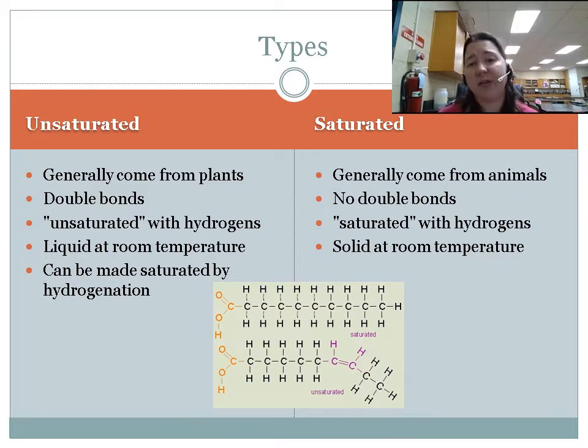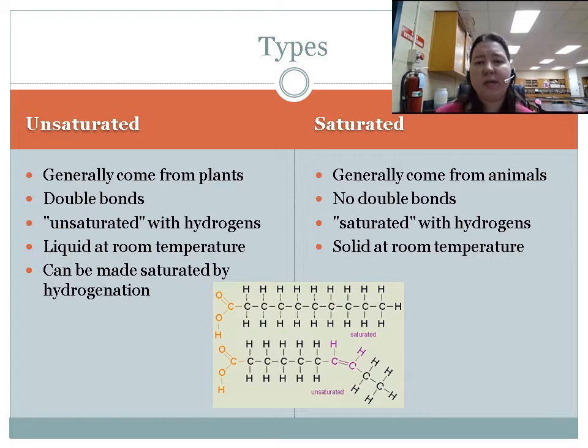Then we have saturated fats, and saturated fats generally come from animals. So you're talking about your bacon grease, all right? What happens when it cools down? It solidifies in the pan. Your butter, okay? All right, they come from animals.